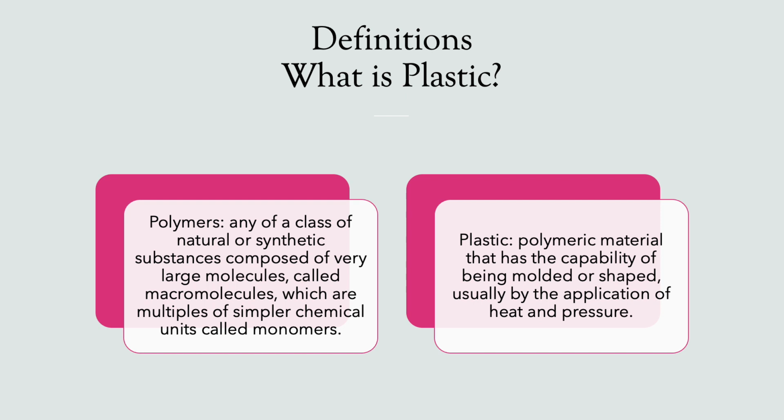Plastic is made of polymers, and polymers are any type of material or substance, natural or synthetic, composed of very large molecules called macromolecules, which are multiples of simpler chemical units called monomers. And plastic is a polymeric material that has the capability of being molded or shaped, usually by the application of heat or pressure.